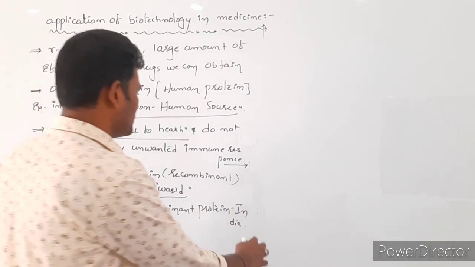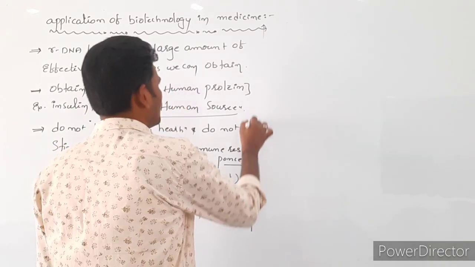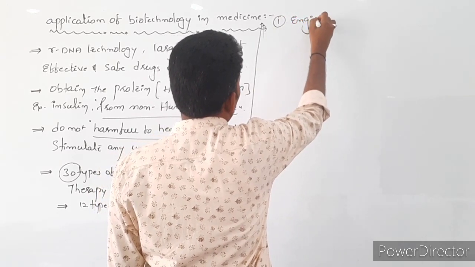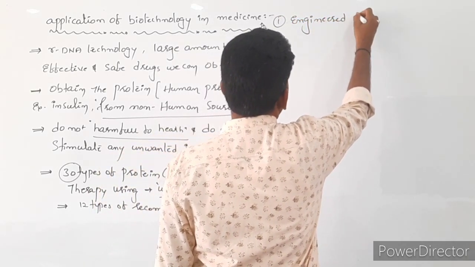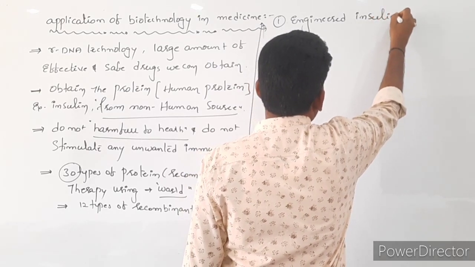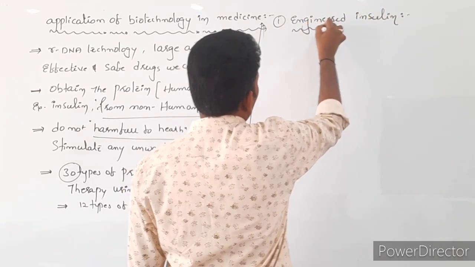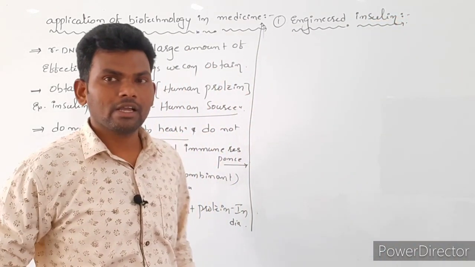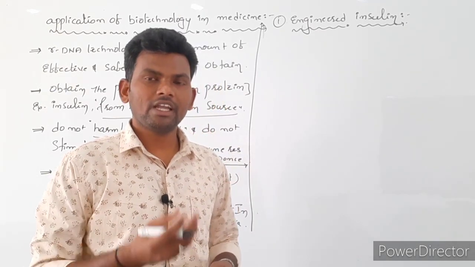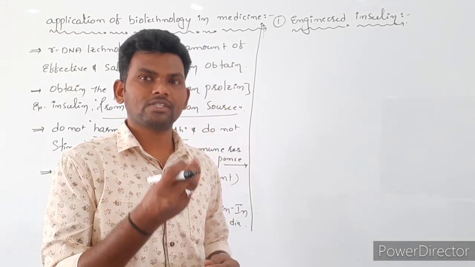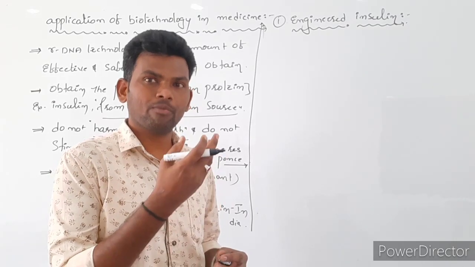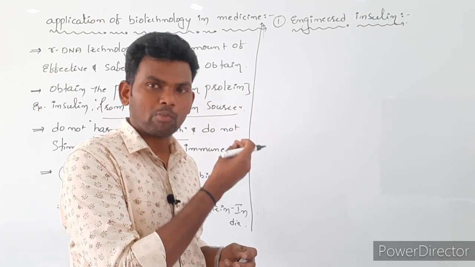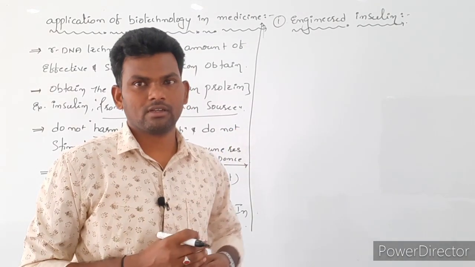Clear? Let's see, in NCERT it is given regarding engineered insulin. And you know very well regarding insulin here. Insulin is a proteinaceous hormone. It is a polymer of protein as well as amino acids. This long chain proteinaceous hormone is secreted by the pancreas gland.